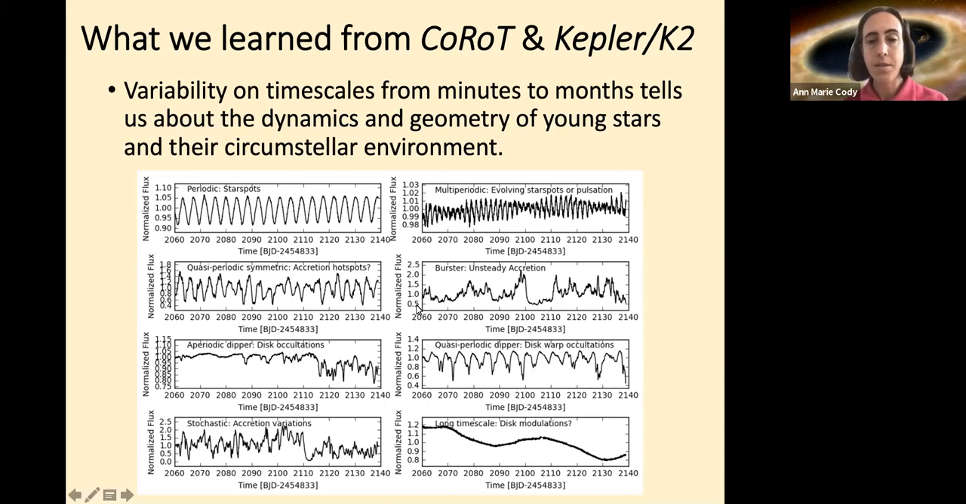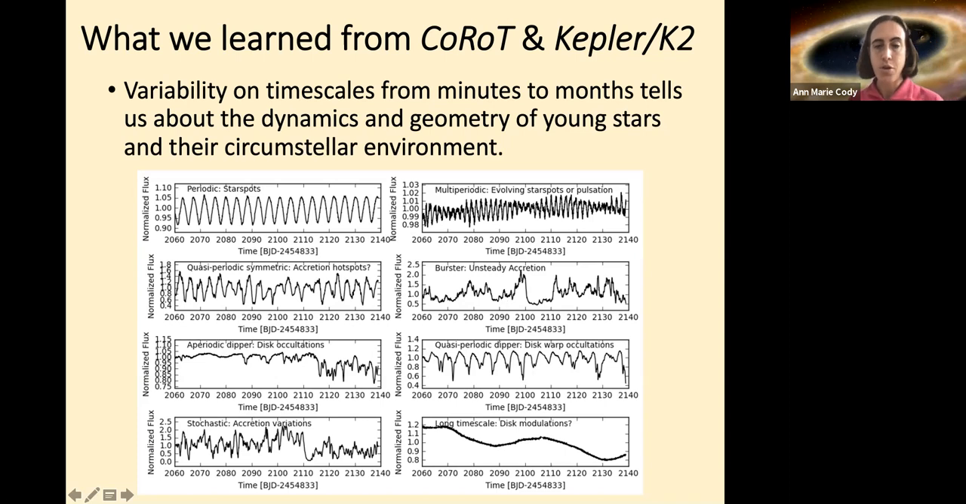We have another type of variability, which we refer to as bursting. And we believe this is due to unsteady accretion from the inner disk. So material is plunging in onto the stellar surface and causing brightening events. So bursters show not necessarily periodic, although they can be, brightening events, and the light curve tends to show these peaks, which you can see occurring throughout the time series.